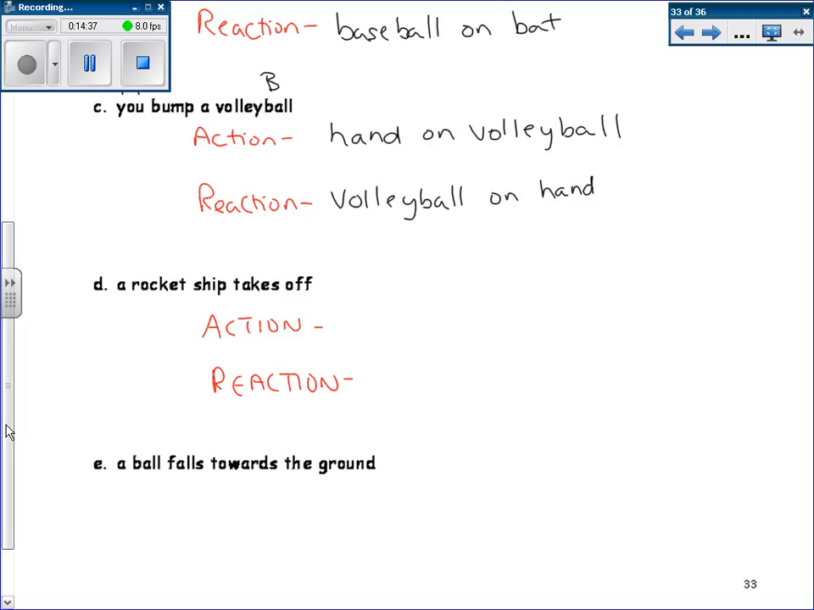This one's maybe a little more challenging just because it doesn't list two things in this situation. We'll ignore gravity for this, because if you think about a rocket taking off, the thing that makes the rocket go up is the exhaust, gas being expelled at the bottom of the rocket. So how can I write this? The exhaust gases push the rocket up.